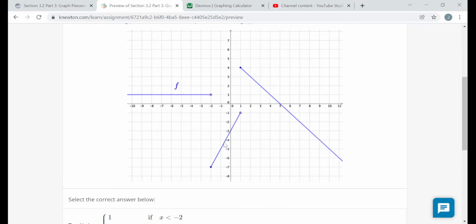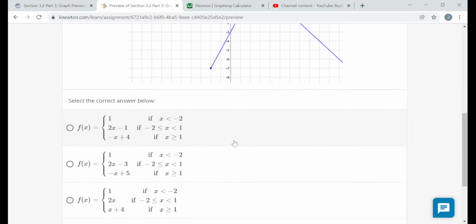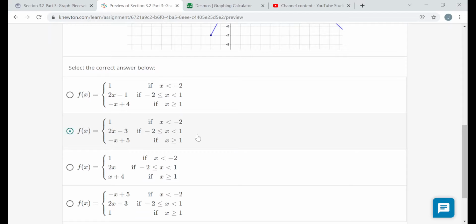Then the next piece here is a line with a slope of 2, right, rise 2, run 1. It has a slope of 2 and a y-intercept of negative 3. So y equals 2x minus 3. Remember slope-intercept form? Y equals 2x minus 3 from x equals negative 2 to x equals 1. But, including negative 2, there's a solid point, but not including 1. Right, there's an open point. So for x values between negative 2 and 1, including negative 2 but not including 1, y equals 2x minus 3. So that's only the second option here, and then the last one, make sure it matches.